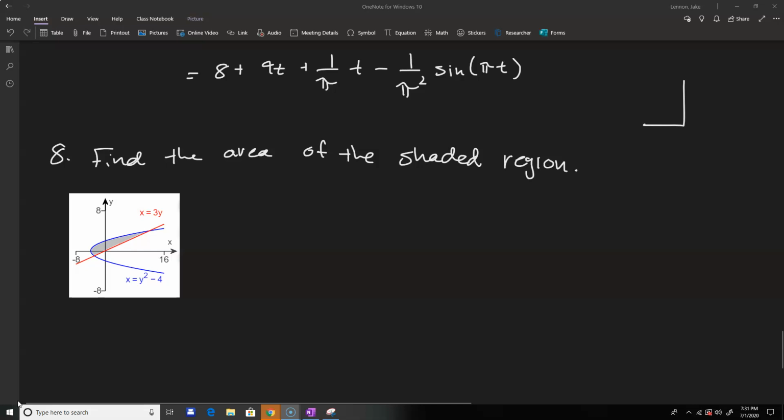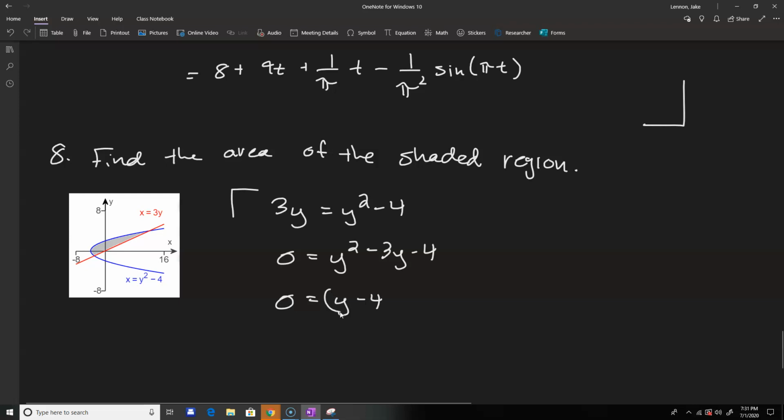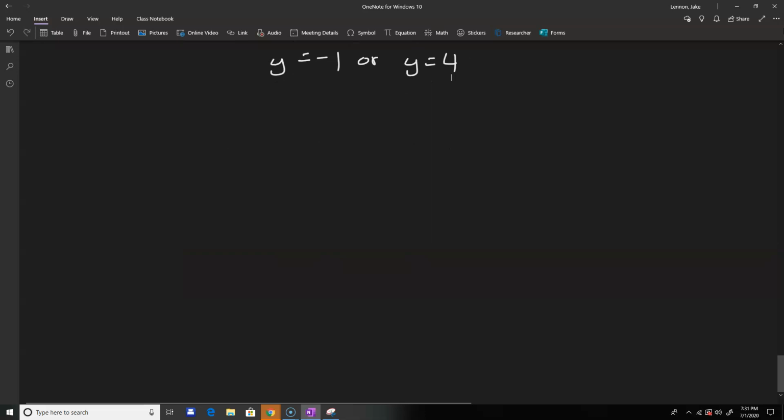Okay, so for number 8, we're looking for the area of the shaded region, and we're going from top to bottom. So we want to figure out where they intersect first. So the points of intersection can be found by setting 3y equal to y squared minus 4, and then we can get everything on one side of the equation and factor. So not so bad there. We get y minus 4 times y plus 1. So our answers are y equals -1 or y equals 4. So that is where we are, those are our limits of integration.